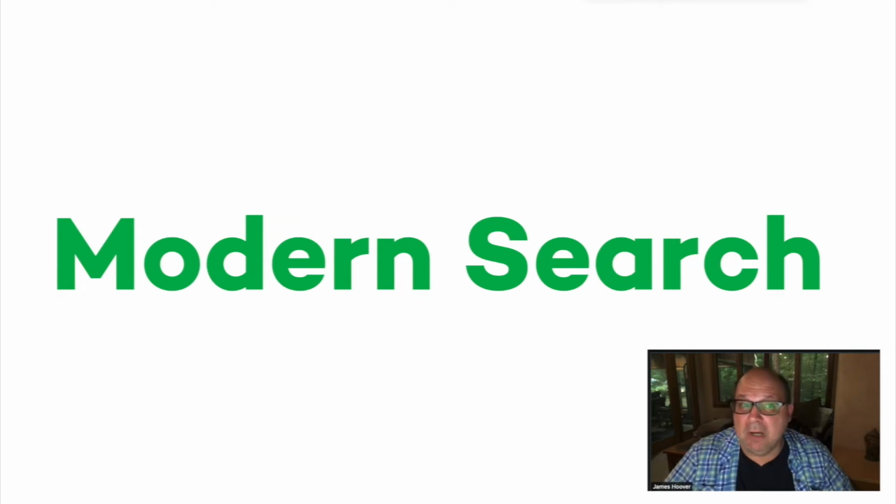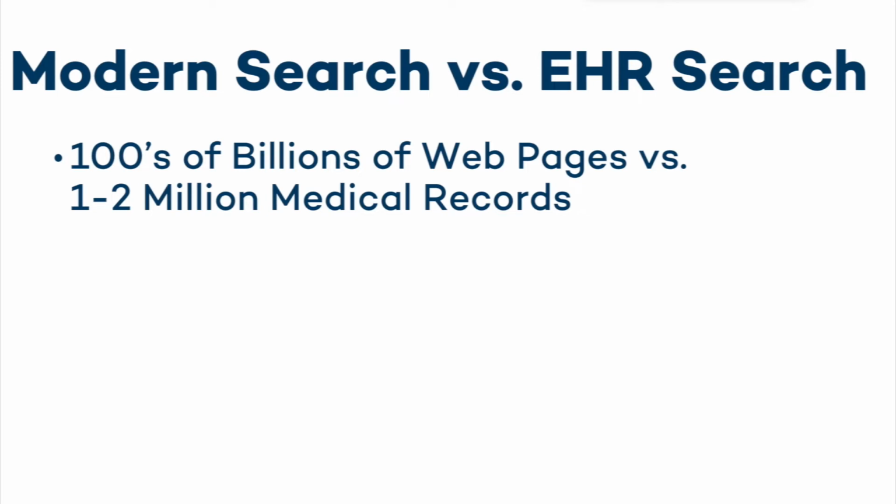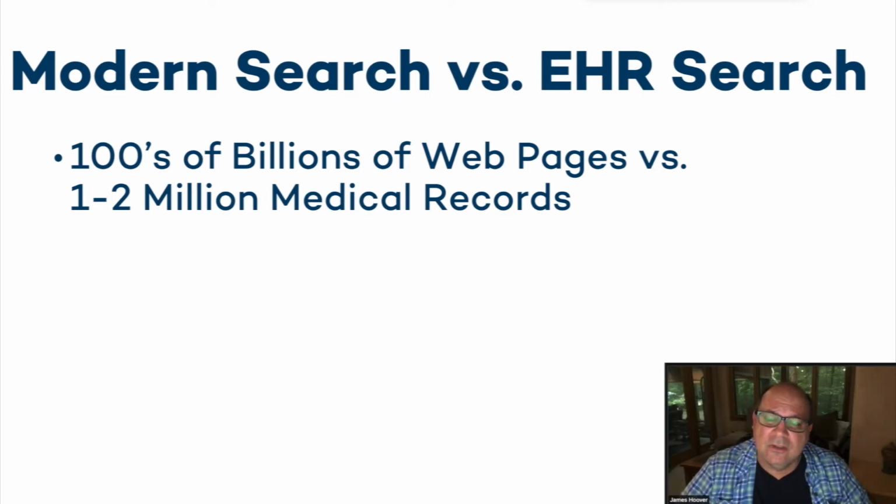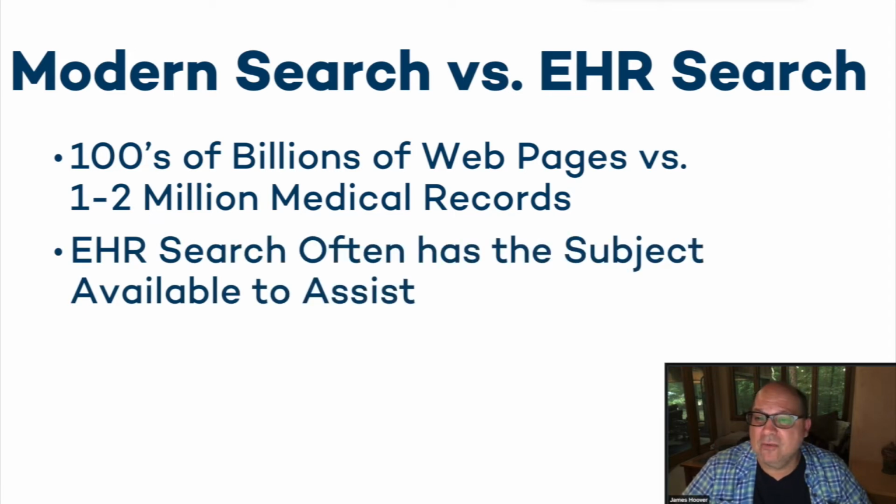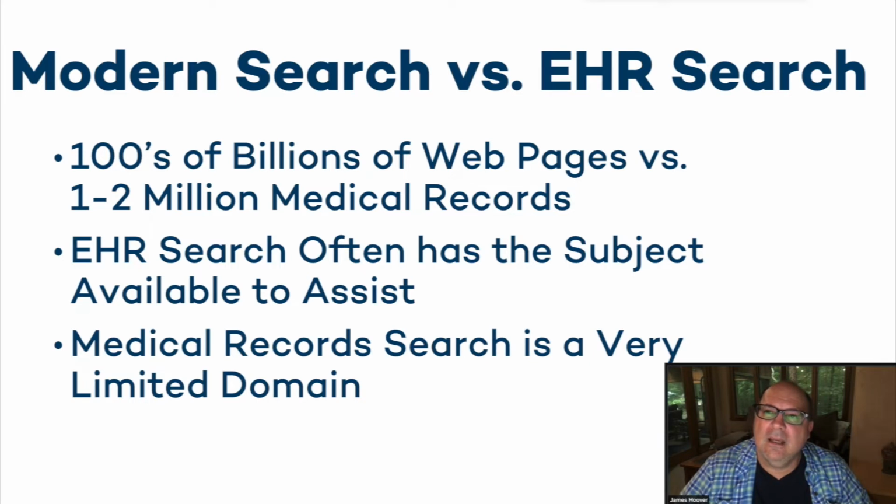And this is why I talk about modern search a lot, because that's the fundamental principle. If we consider EHR search versus modern search or web search, the web has hundreds of billions of web pages, and the typical EHR might have 1 to 2 million records, some more, some less. And EHR search even has an advantage because the subject that we're searching for is often right in front of us or on the telephone. They can help. EHR search also has an advantage because medical record search is a very limited domain. We only have to look in a few fields in a small database for something that we know is a patient. That's a lot different than doing research, looking for information on a paper you're trying to write, or trying to find a movie down the street, or trying to find a part for your sewing machine or for your car.